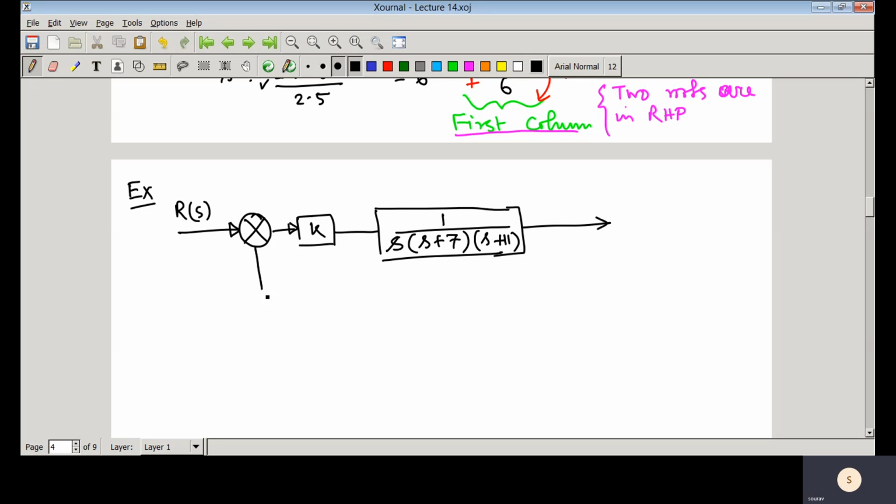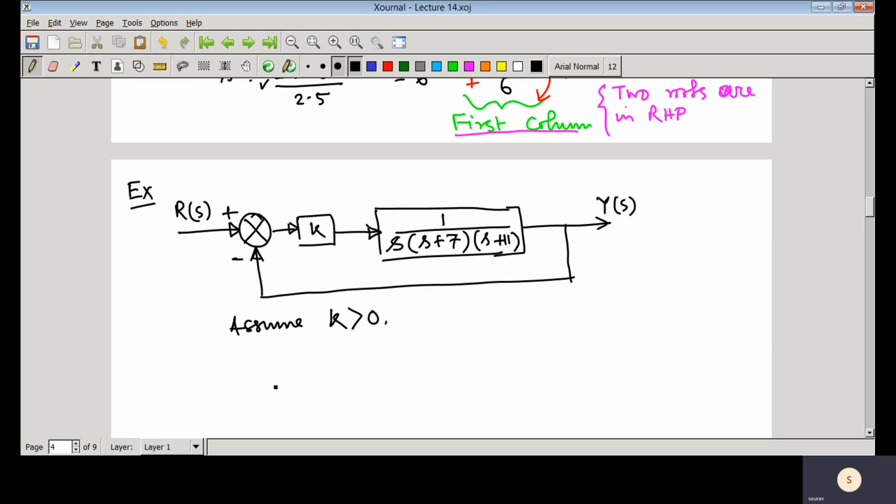And now you have closed this loop, and you need to find what would be the range of K such that this system would be stable. And we assume that, so this is that negative feedback, K is a positive gain. So now this is Y(s).